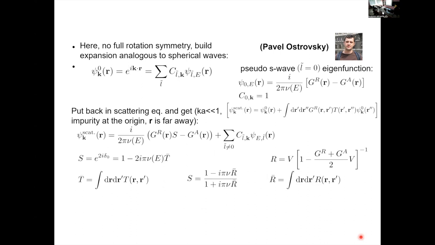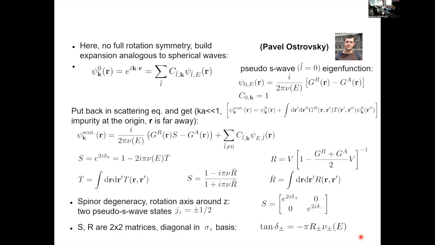So let me just put everything there because you cannot access it in real time. Here we did it together with Pavel Ostrovsky, and that was essentially his idea. He realized that in the small impurity limit, we can build an analog of what is called S-wave scattering in quantum mechanics. We know that the simplest approximation in quantum mechanics is to assume that we only care about S-wave scattering, and we have a single scattering phase.